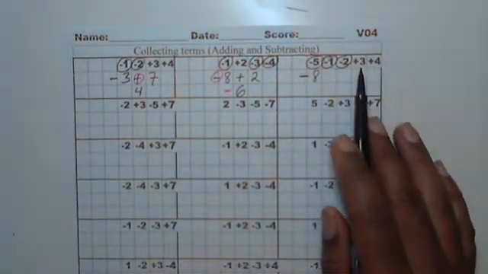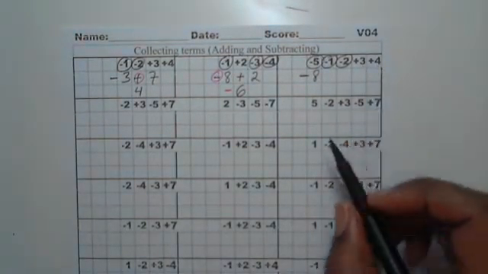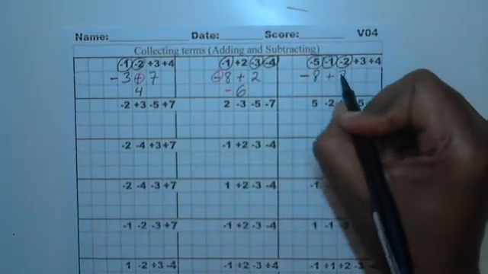What's left over are positives. So these are same signs. So this is going to add up to a 7. 3 and 4 add up to 7. So this is a +7.